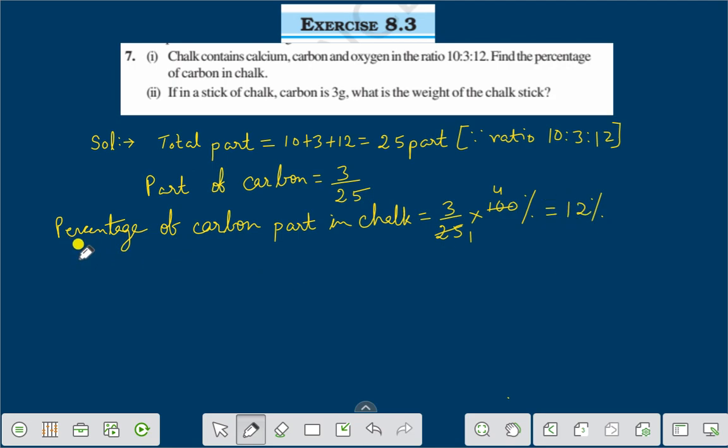Now question number 2. If in a stick of chalk carbon is 3 gram, what is the weight of the chalk stick? The carbon is 3 gram. Let the weight of the chalk be x gram.